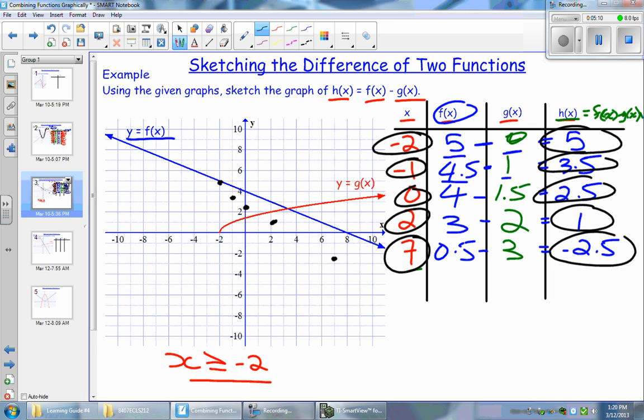So as best as you can, you're going to connect these points. Your h of x should look something like this. So there's your given graph. And that's how you sketch the difference of two functions.